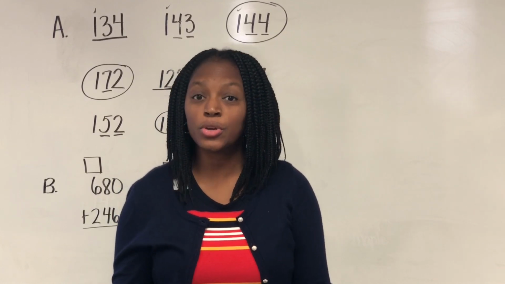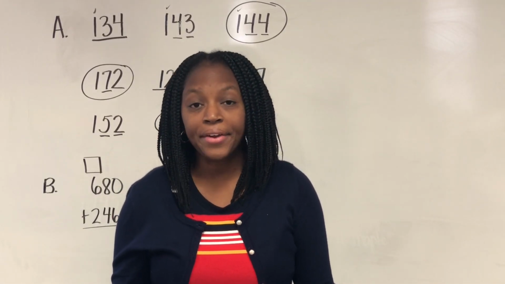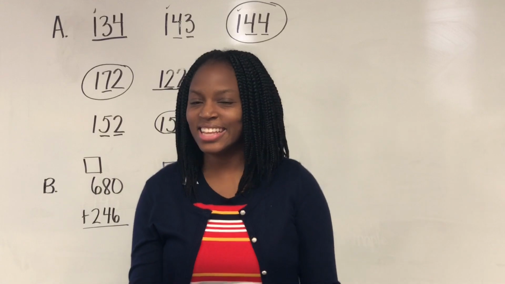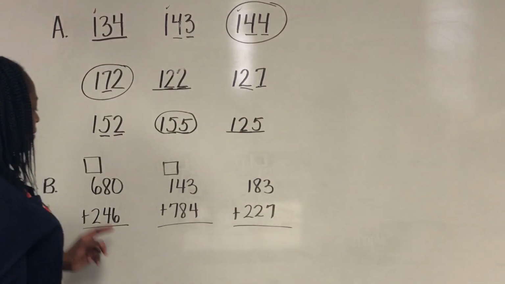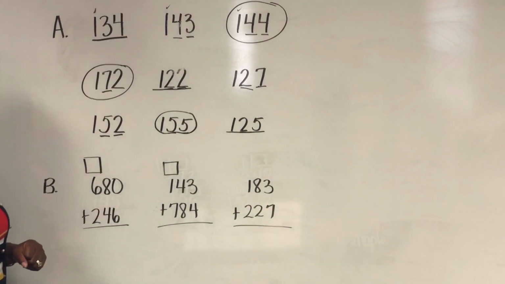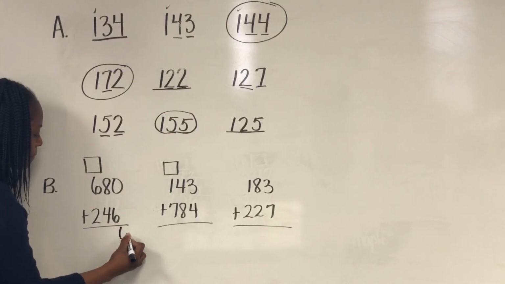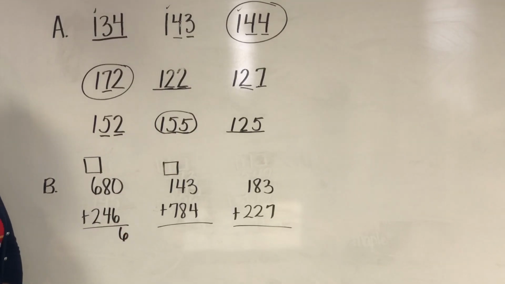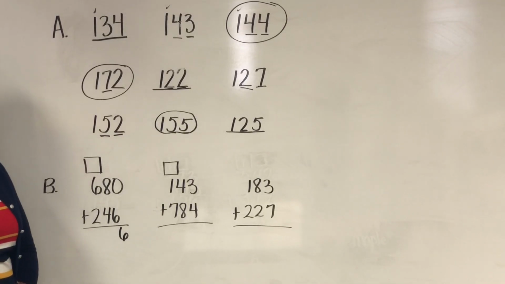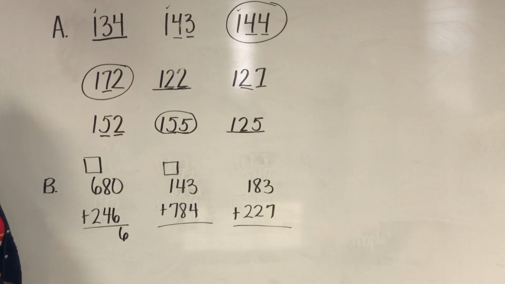All right, boys and girls, we're going to practice some more carrying to the hundreds place. Let's take a look at our board again. So we're going to add the ones place first. What's 0 plus 6? 0 plus 6 equals 6. Now we're going to move on to the tens place. What is 8 tens plus 4 tens? 8 tens plus 4 tens equals 12 tens.